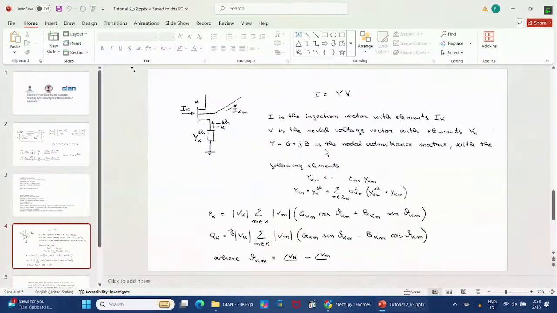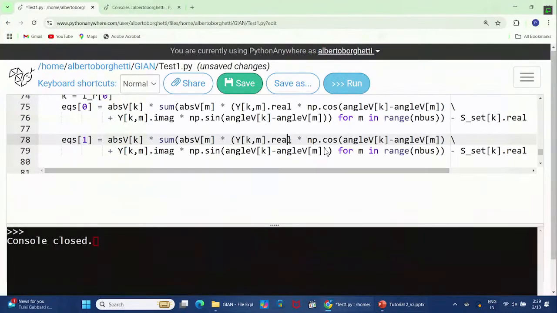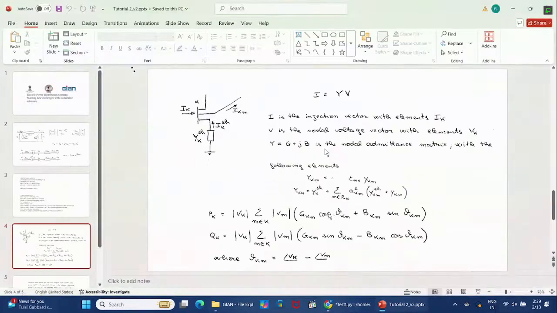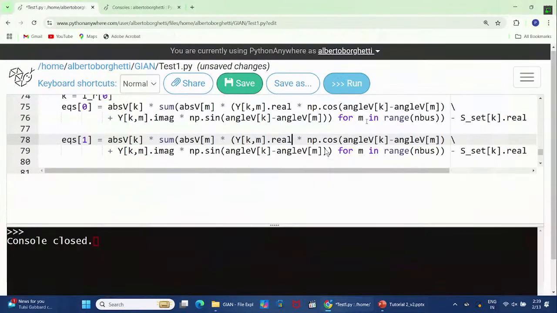Because the reactive power equation is very similar to the active power. There is a change of sign here, you see, and the cosine is sine and the sine is cosine, no other differences. So I need just to replace this real with imag. No, I've done something bad. I said that just change the cosine with sine and change the sine here. So cosine is sine, the sine is cosine, and this plus is minus.